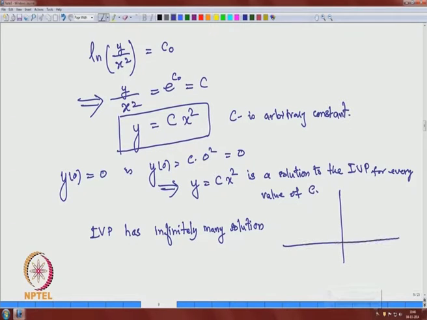If you look at the solution, this is a parabola, y is equal to c x square for one value of c, and for another value of c, this is another parabola, y is equal to c1 x square, y is equal to c2 x square, and for any value of c, this is also another solution. So this is a family of parabolas. You get infinitely many parabolas that happen to be solutions of the initial value problem. So therefore, for an initial value problem, there is a possibility that the solution is not unique. It may have infinitely many solutions.